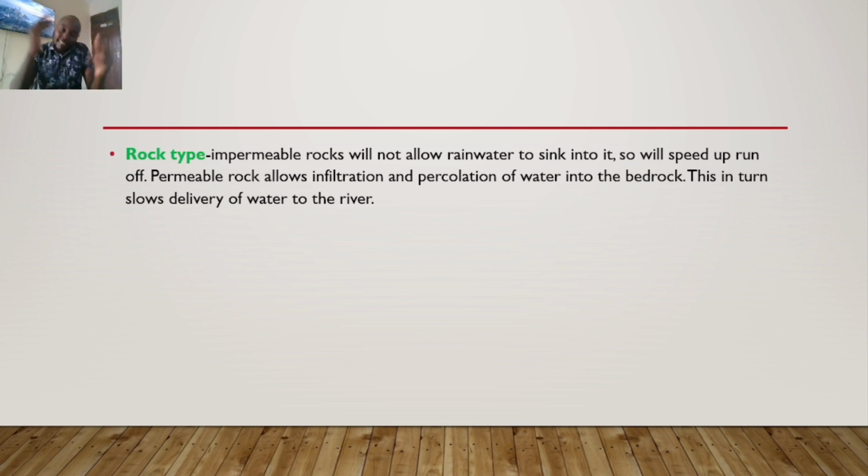Don't forget, river regime is the variation of a river's discharge, or the variation of volume of water over time. Understood? Impermeable rocks will not allow rainwater to pass into them, so they will speed up runoff. Permeable rock allows infiltration and percolation of water in the bedrock. This in turn slows the delivery of water to the river.